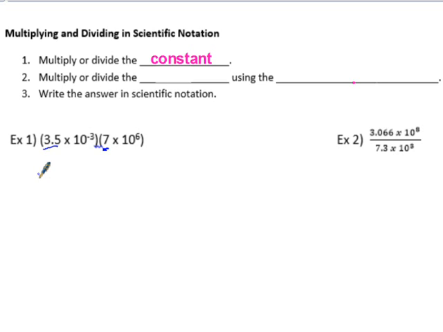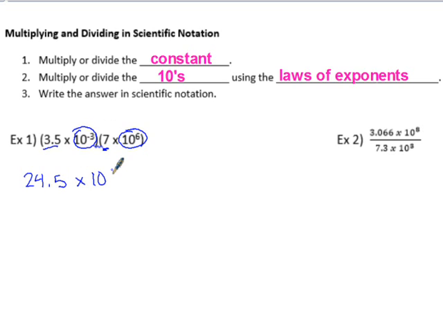Alright, 3.5 times 7 would be 24.5. Alright. Then we're going to multiply the tens, the scientific notation part, using the laws of exponents that we learned at the beginning. So 10 to the negative third times 10 to the sixth. Remember, we are going to do multiplying, so we're adding the exponents. Alright, so negative 3 plus 6 would be positive 3. So now I have 24.5 times 10 to the third.